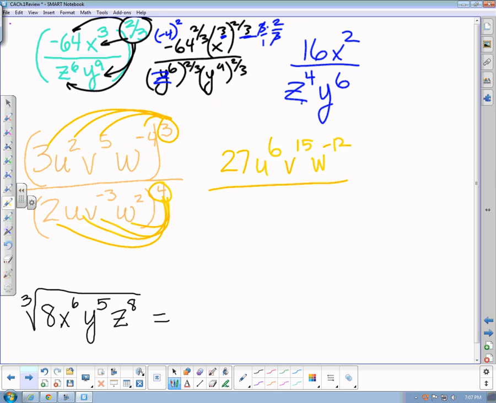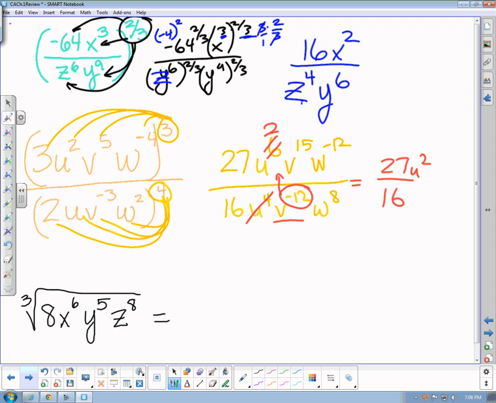Then in the denominator, 2 to the 4th is 16. U is going to be u to the 4th. V is going to be v to the negative 12. And w is going to be to the 8th. Simplifying and moving things around, because you can't leave negative exponents in it. First off, nothing goes into 27 and 16, so that is just going to stay as is. Since there are 4 u's here, 4 of them can go away and you're left with u squared in the numerator. Here we have v to the negative 12, and because you have a negative exponent, that gets moved to the numerator, which there are already 15 there, so that's going to be v to the 27th.